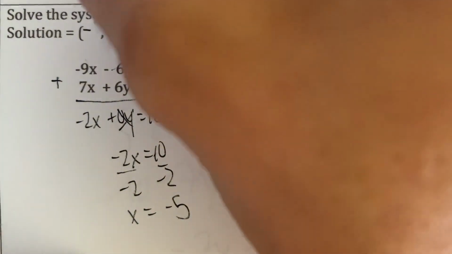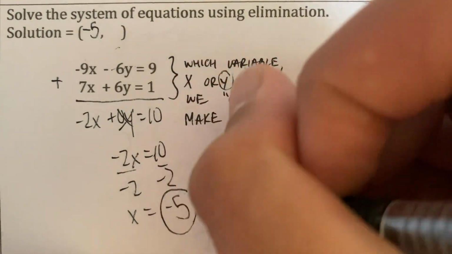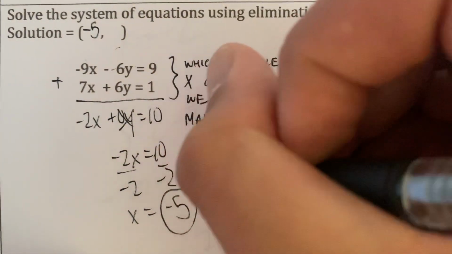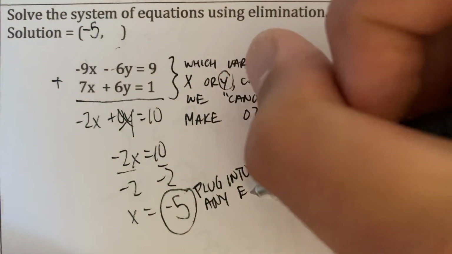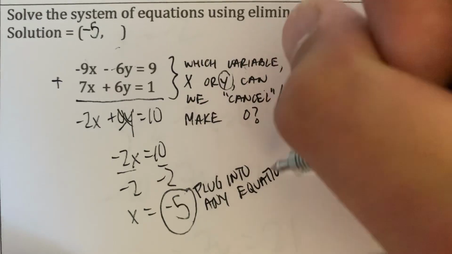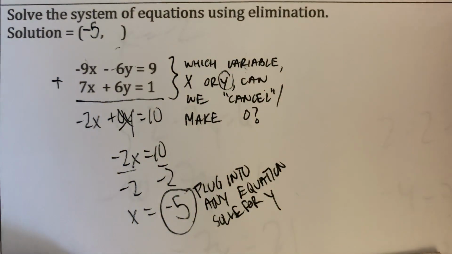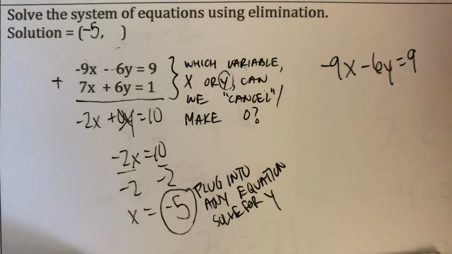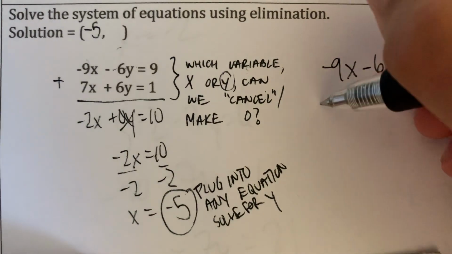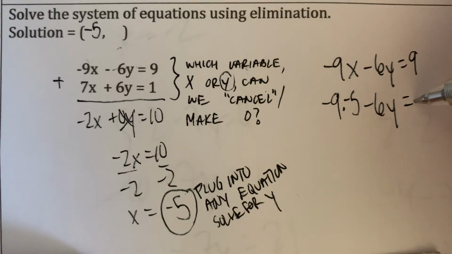So once again, we have half of the answer, but we still need to get the y. In order to get that y, we take that -5 and plug it into any equation, and then solve for y. So let's plug it into the first equation, -9x minus 6y equals 9. We're going to plug the -5 into the x: -9 times -5 minus 6y equals 9. And now we solve for this y.